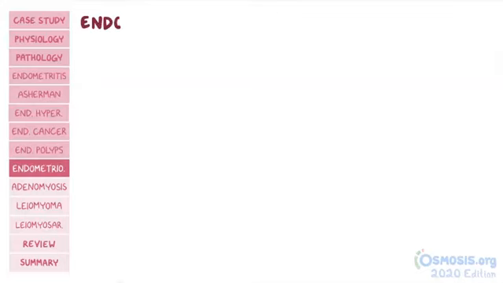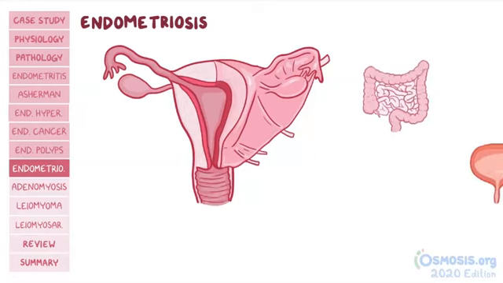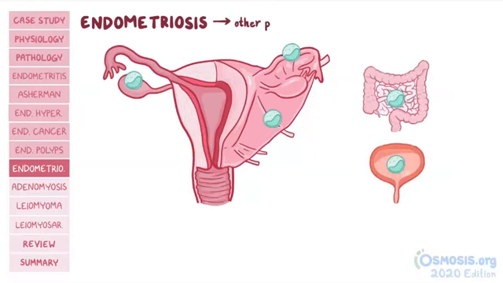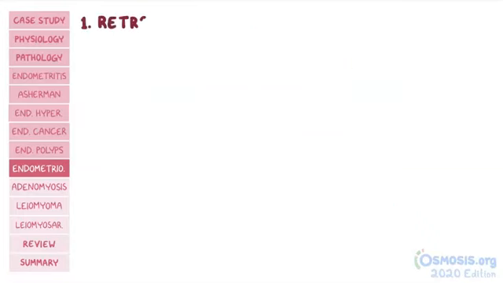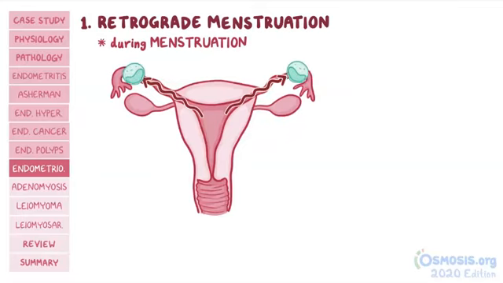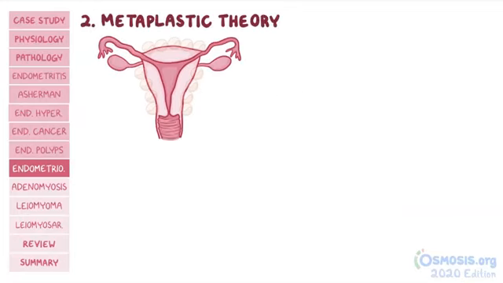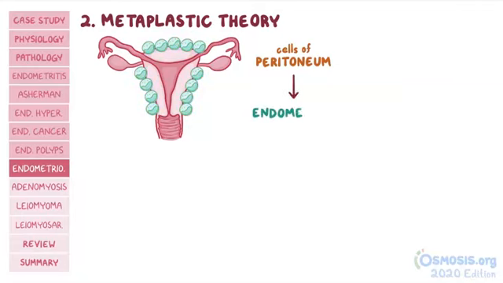Okay, moving on to endometriosis. This is when endometrial tissue migrates outside the endometrial cavity and implants themselves in other parts of the body. Although we're unsure of why this happens, the most common theory is retrograde menstruation. Basically, this suggests that during menstruation, some blood-carrying endometrial cells will flow backwards into the fallopian tubes and implant into nearby tissue. But alternatively, the metaplastic theory suggests that cells of the peritoneum, which come from the same cell line as endometrial cells, can transform spontaneously into endometrial tissue.